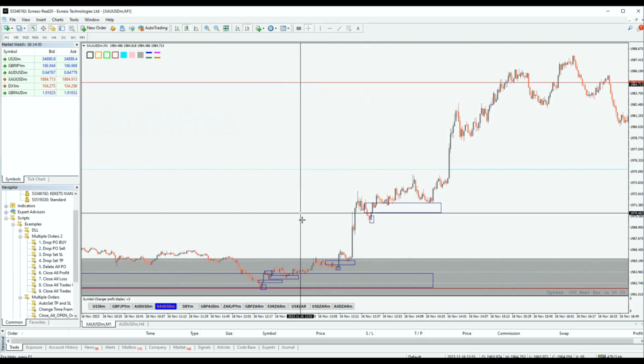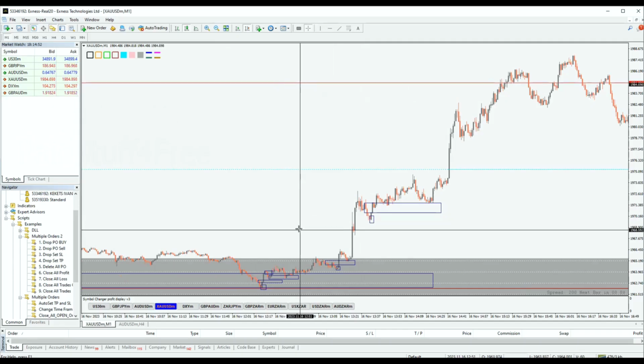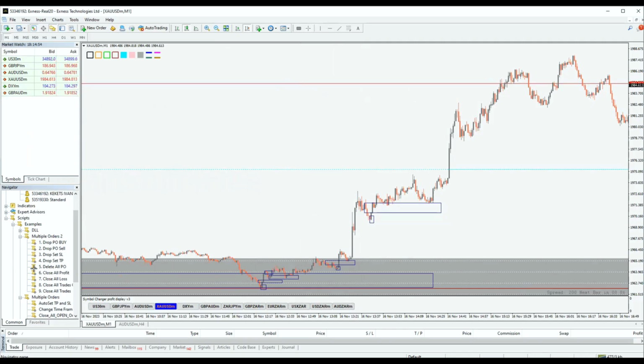And bro, do you place a stop loss or do you exit manually? What do you do? Well, I use this script here. Once I'm in profit, I can either say close all profits. It will close those in profit and leave those in loss until they are in profit. When they are in profit, it will close. Or I will just say close all open trades. It will just close them all at once.